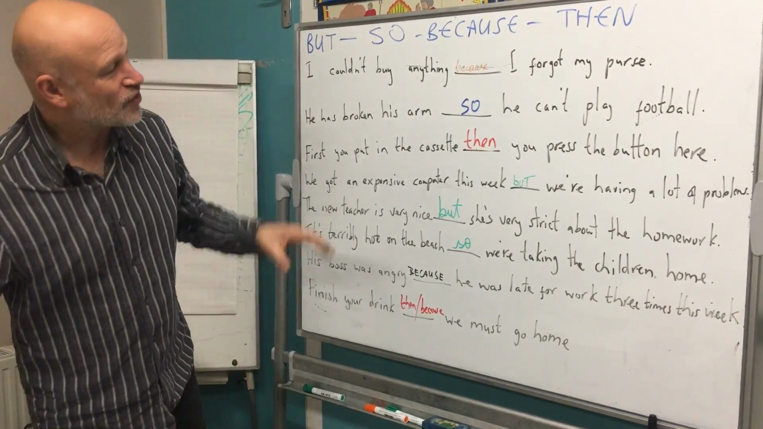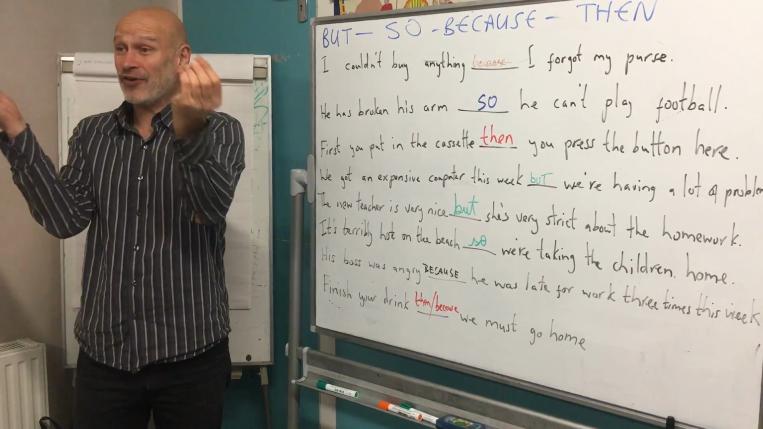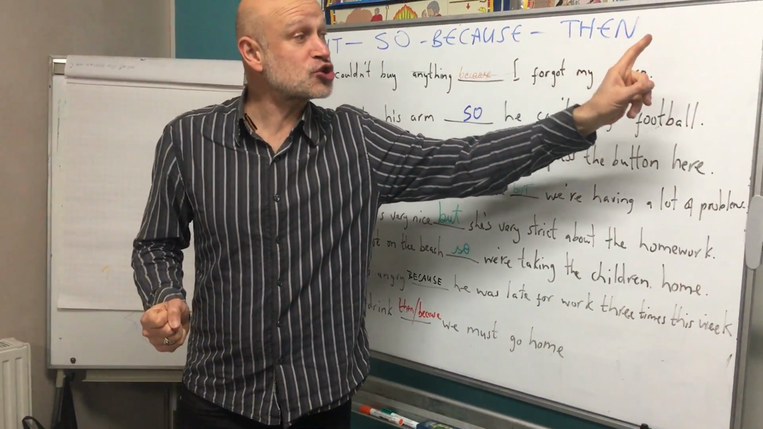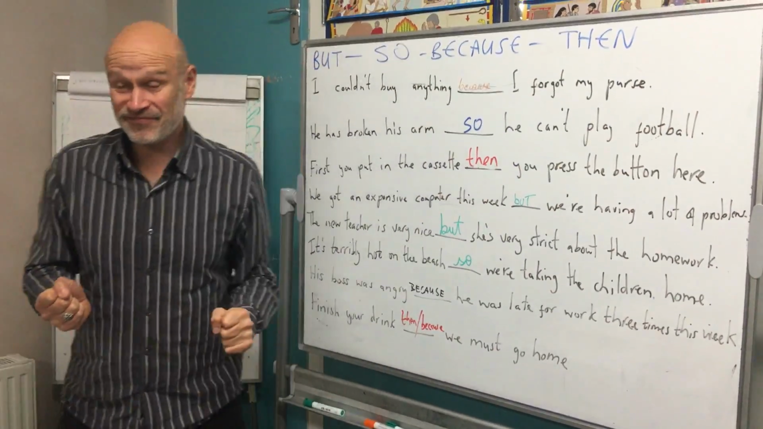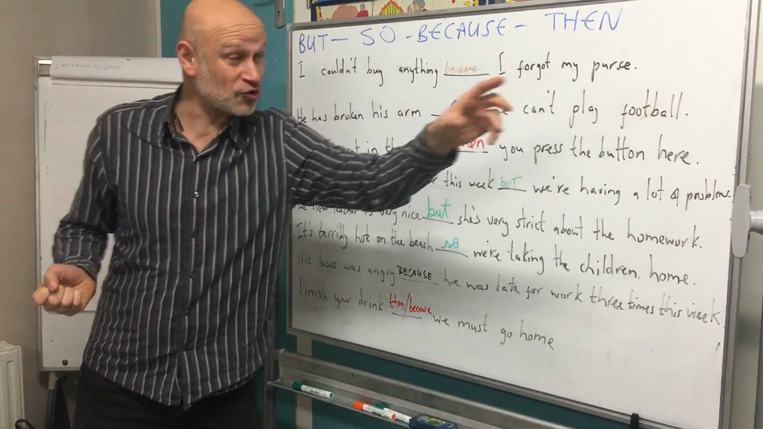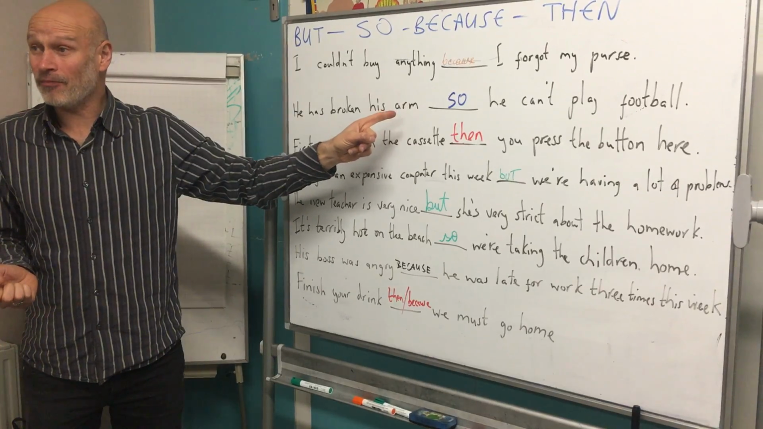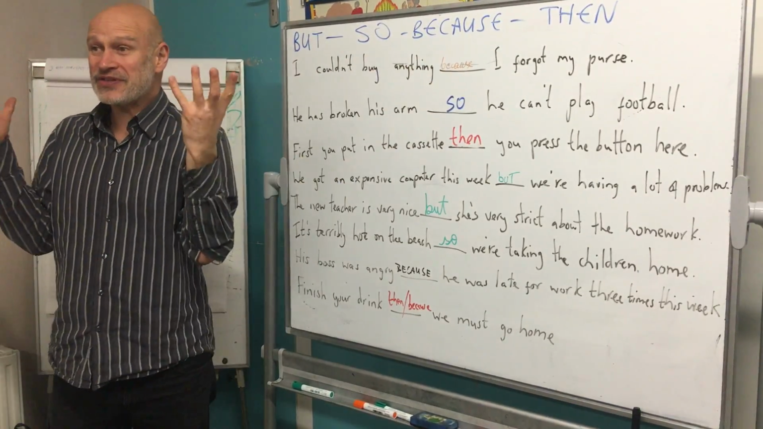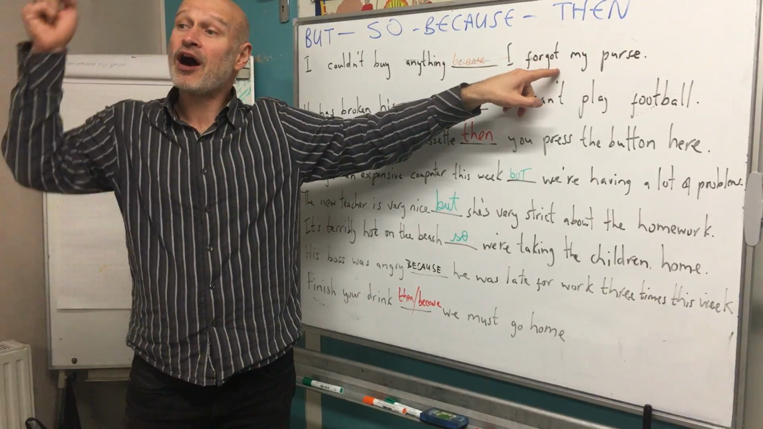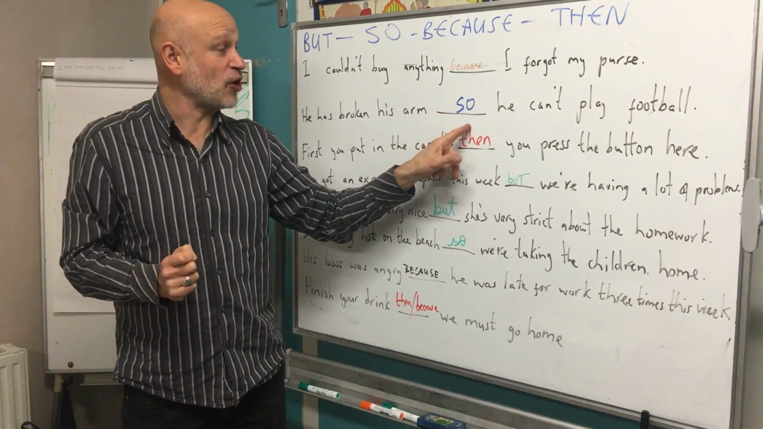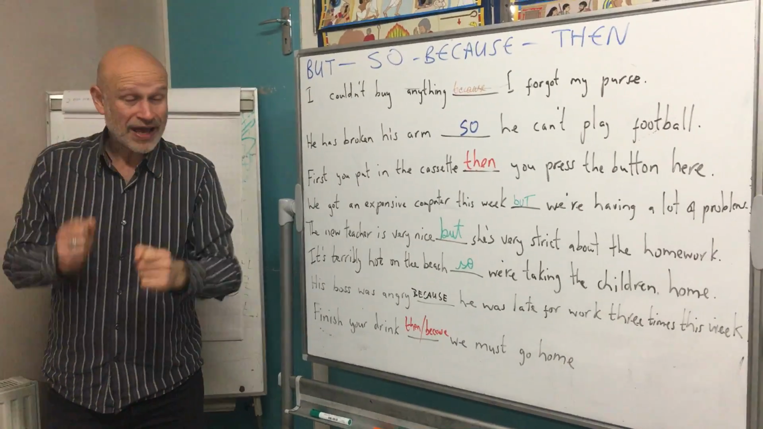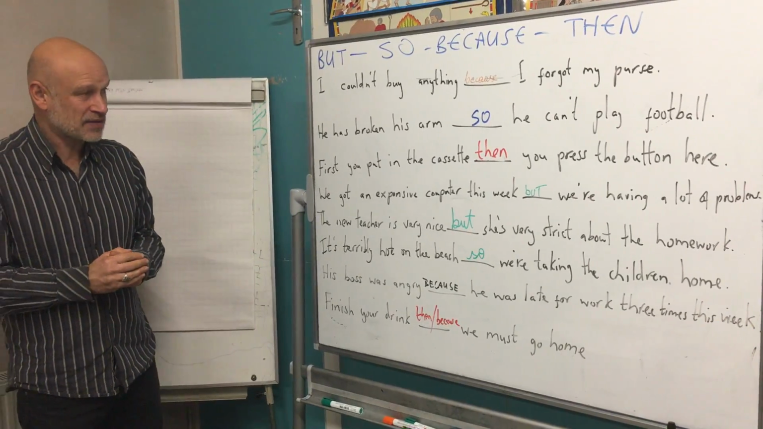So what you can do with these, you can turn them around. You could say, I forgot my purse, so I couldn't buy anything. Or you could say, he can't play football because he has broken his arm. So these 2 words are the same, but with because, the reason comes after, and with so, the reason is first. So make sure you note that, it's important.